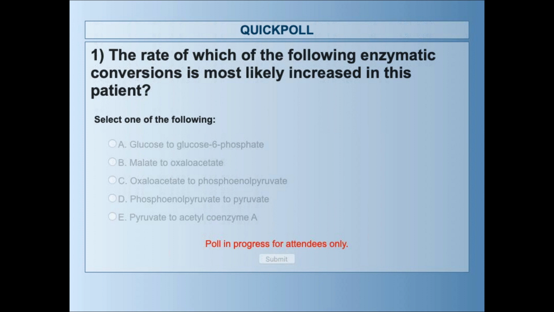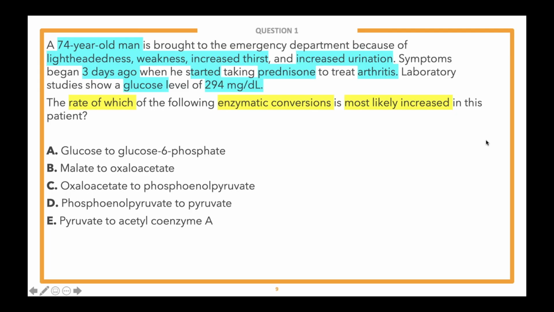I see the responses coming in. We'll give all of you a few more moments here. Seems to be a clear favorite so far. All right, let's take a look and see what all of you selected.